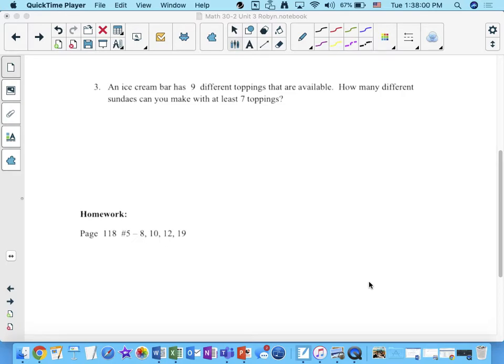You've got to have at least 7. What works here? What works for at least 7? Yeah? 7, 8, or 9. 7. You could have 7 toppings. That works for at least 7.